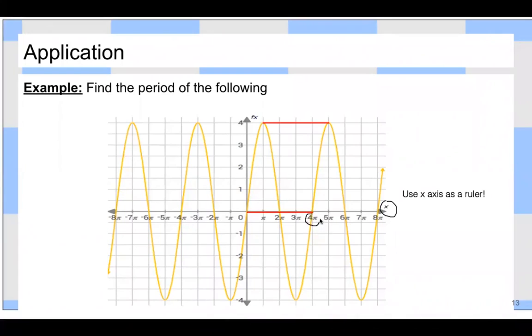Therefore, everyone, the period of this wave is 4 pi, because that's exactly what the measurement is. So remember, I'm using that shortcut strategy where I'm measuring the distance between two maximums, also known as two peaks, and then I'm using my x-axis as a ruler. So those are the steps. Are there questions about this example?